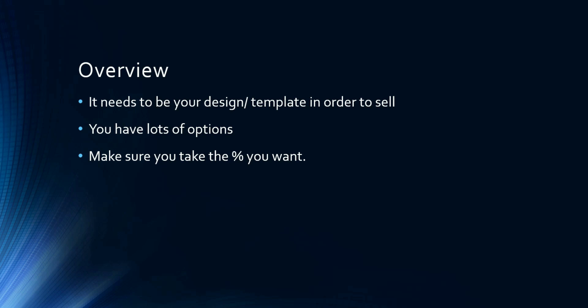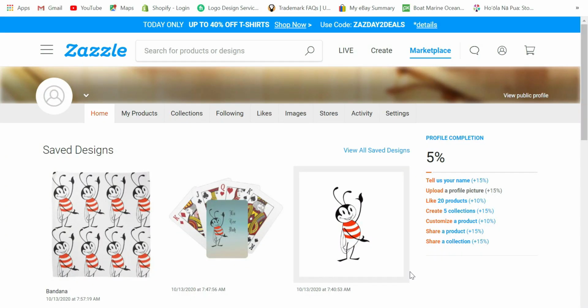It needs to be your design, your template, in order to sell. You have a lot of options to pick from, and also you need to make sure you get the right percentage for each sale. I'm going to show you my store and how to create products that sell on your store. This one I can't actually sell, and I'll tell you the reason why. But I can sell the bandana and I can sell other things.